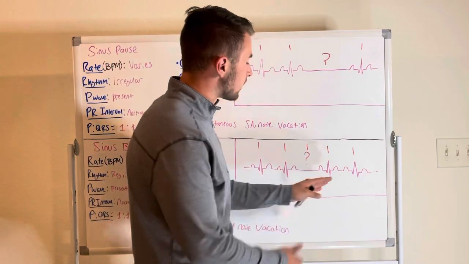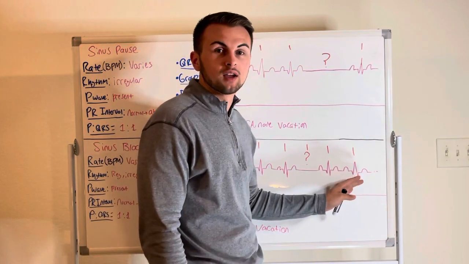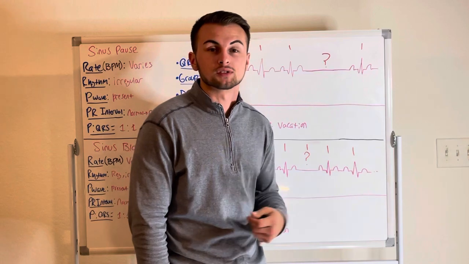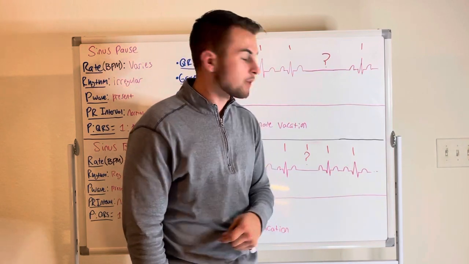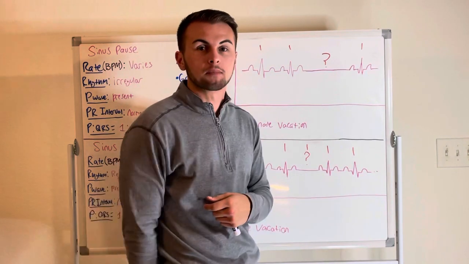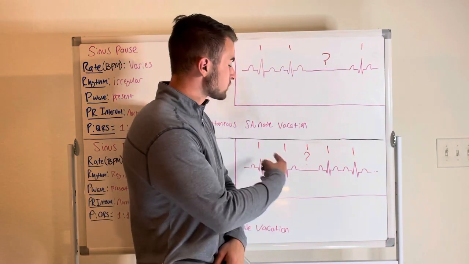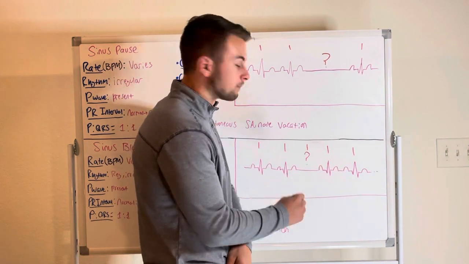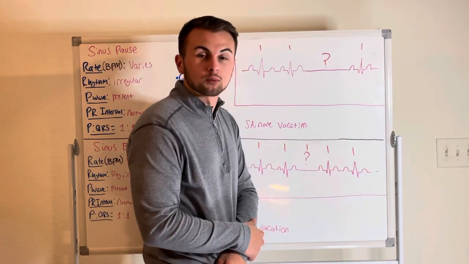There is a P wave for every QRS complex. The QRS complex itself is normal. It's between 0.06 and 0.11 seconds. There are no groupings, but there is a predictable beat drop, meaning that this rhythm will have the same rate, and all of a sudden, there will be a predictable beat drop.